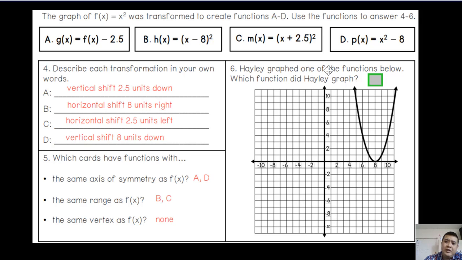Haley graphed one of the functions below. Which function did Haley graph? So this is a shift to the right 8, so therefore that is going to be B.